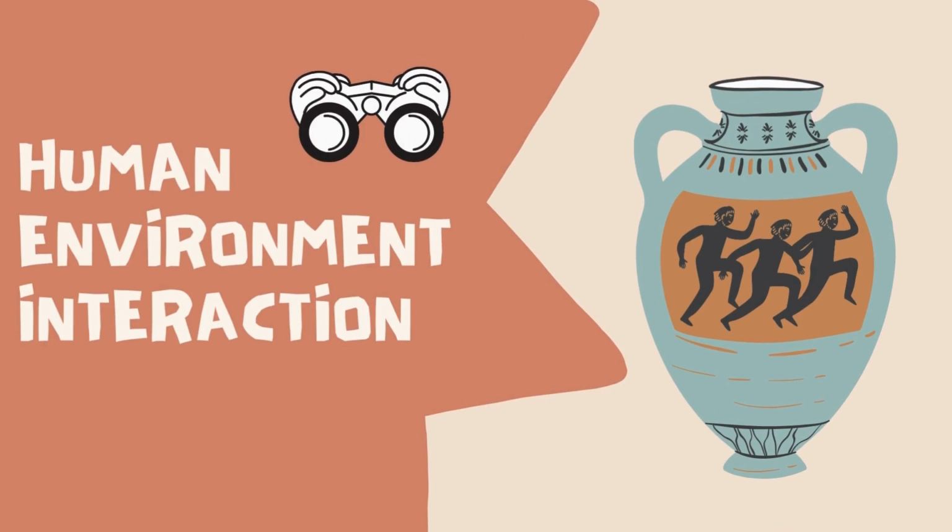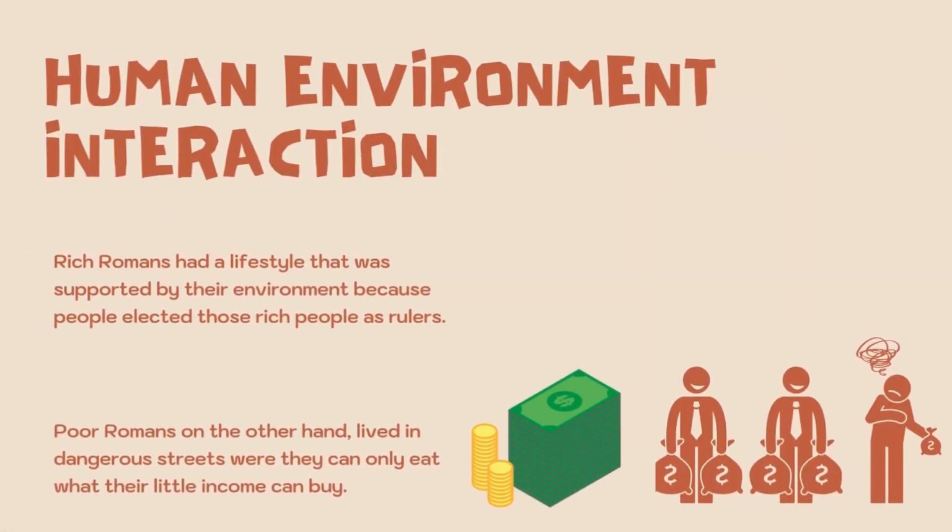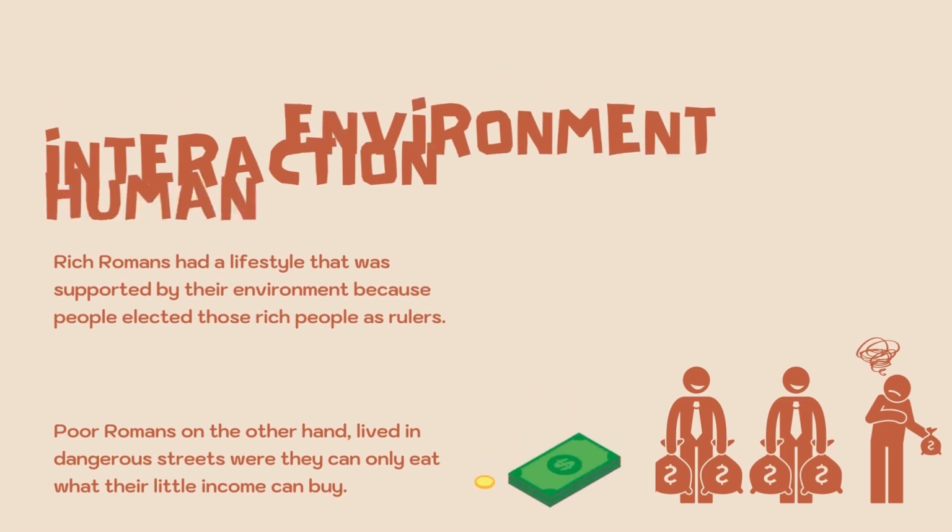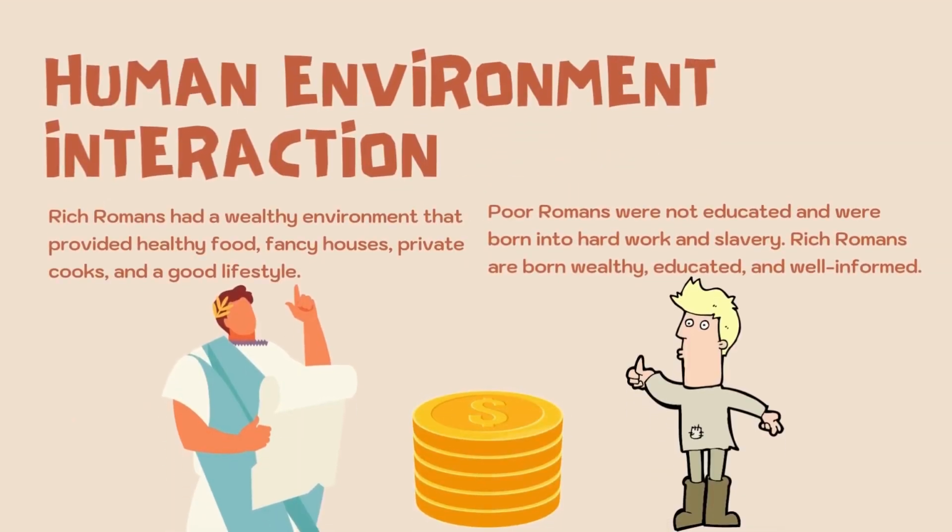Let's take a closer look at the human-environment interaction in the Roman Empire. While rich Romans had a lifestyle that was supported by their environment because people elected those rich people as rulers, poor Romans, on the other hand, lived in dangerous streets where they could only eat what their little income could buy. Rich Romans had a wealthy environment that provided healthy food, fancy houses, private cooks, and a good lifestyle.